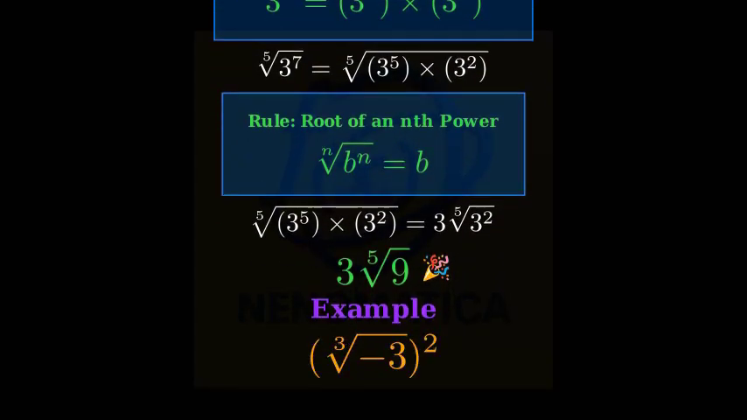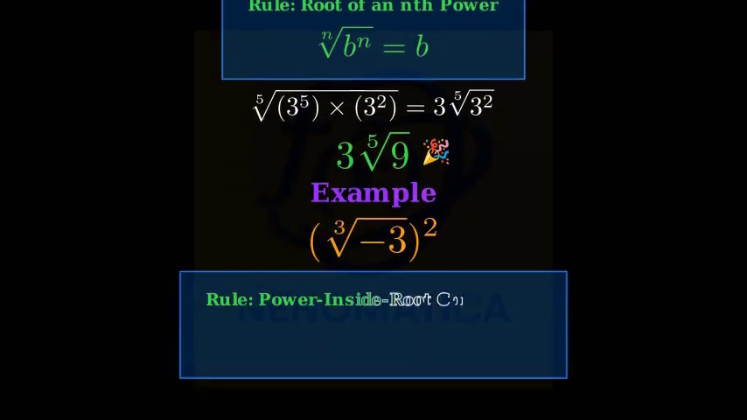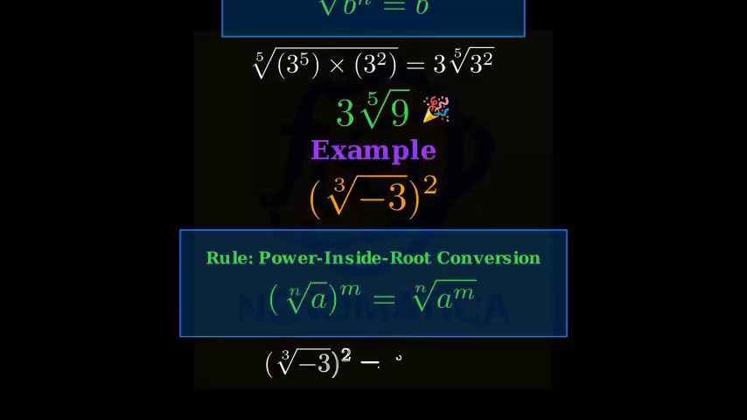Find the value of the cube root of -3 raised to the 2nd power. First, we'll apply the same property we've been using. When we have a root raised to a power, we can rewrite it as a root of that power. So the cube root of -3 squared equals the cube root of (-3) squared.